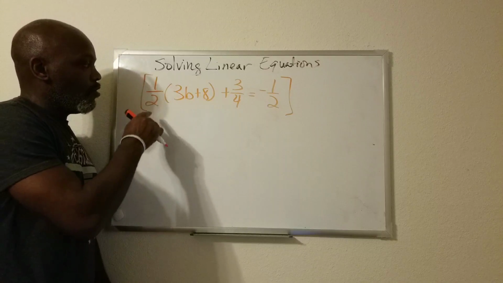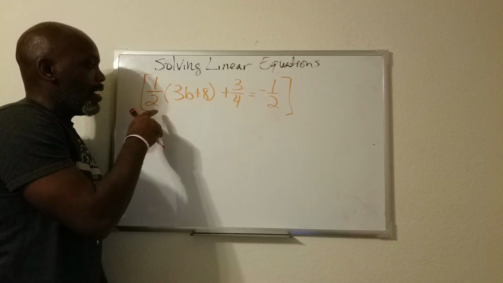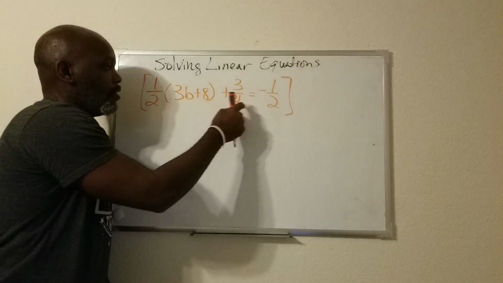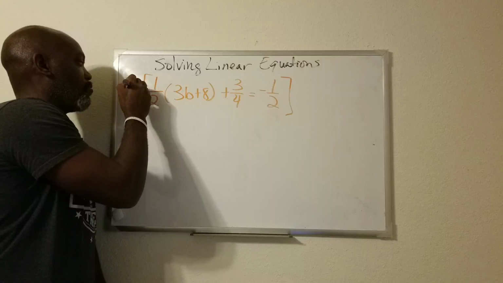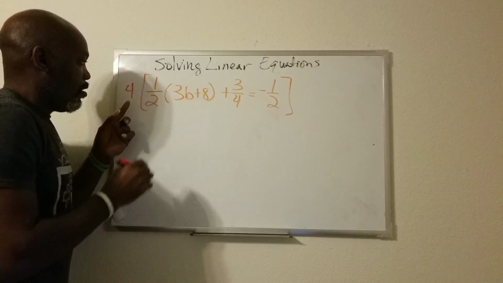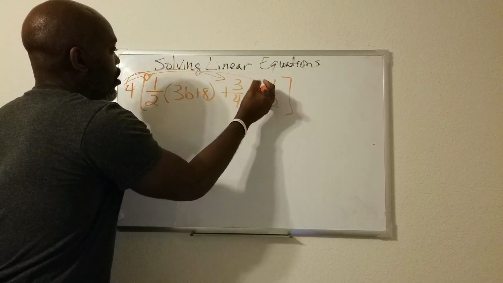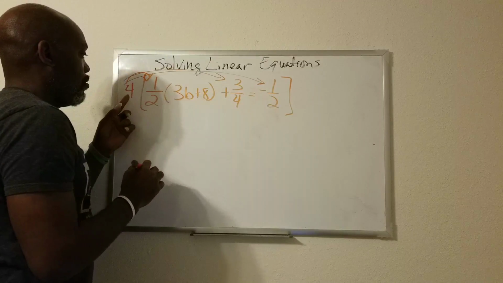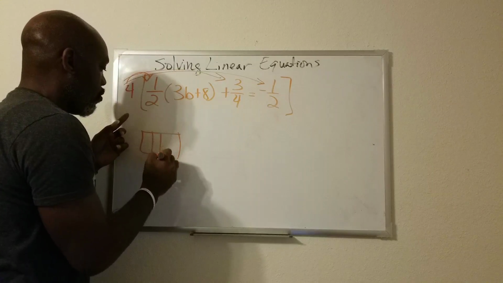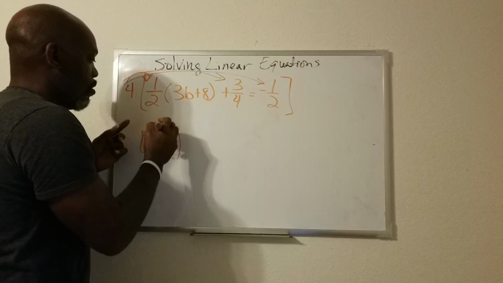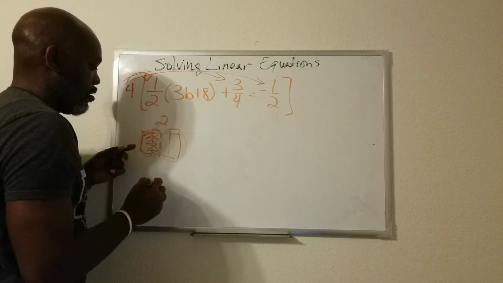All right, so what we're going to do is get rid of these fractions. How do we get rid of these fractions? Well, we're going to multiply by the common denominator. The common denominator between 2 and 4 is 4. So this 4, we're going to multiply or distribute to what is not in parentheses. If you look at it, here's 4 of them. Half of 4 is 2.